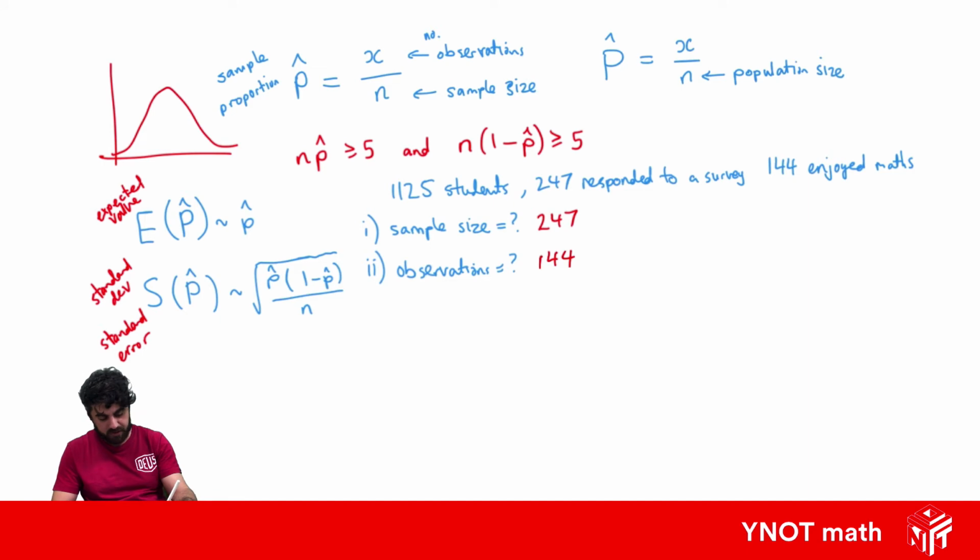Next, we're after the sample proportion. So we're after p hat. And we just get p hat by doing our observations over our sample size. So we get 144 over 247. We can just leave it like that. We could write it as a decimal. It's about 0.583.